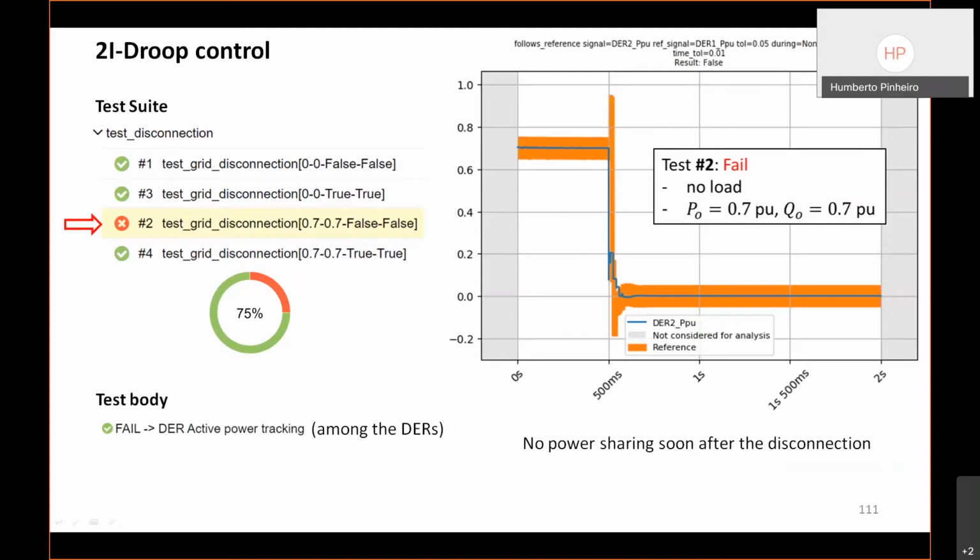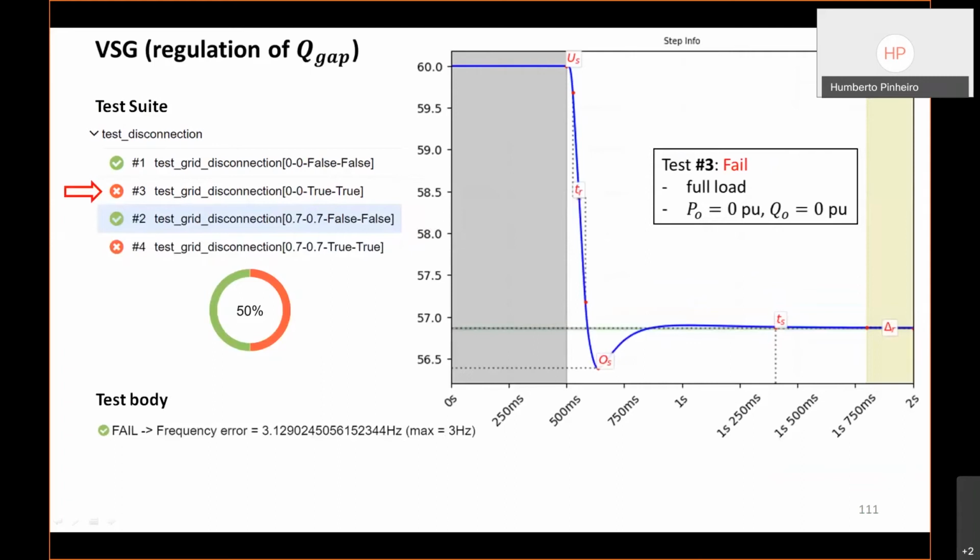Okay, let's move on to this one. It fails because it is during the transient here, when there is the disconnection with no load. What's happened is that during the transient, it's out of the envelope defined. But we have to analyze these results carefully because you see, this is not that relevant. In steady state, it is within the desired envelope.